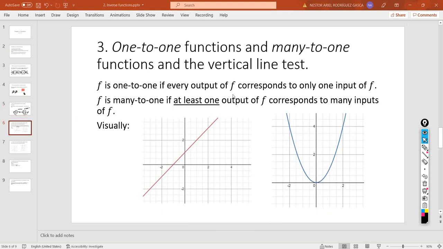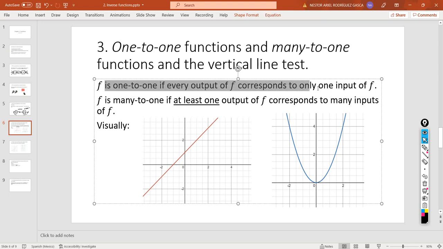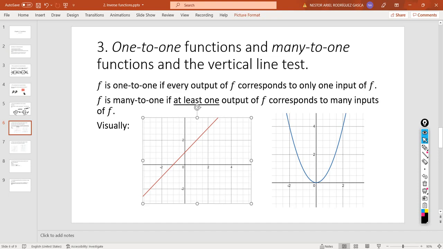Next, one-to-one functions and many-to-one functions and the vertical line test. F is one-to-one, or f is a one-to-one function, if every output of f corresponds to only one input of f. And this is an example. If you pick any output that is part of f, and you go look for its corresponding input, you will only find one.